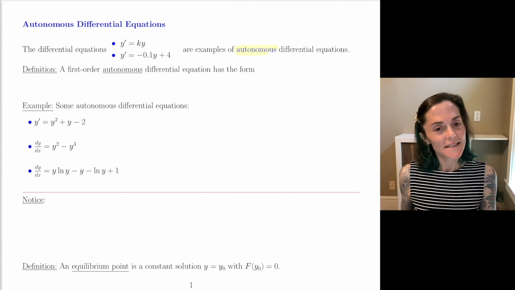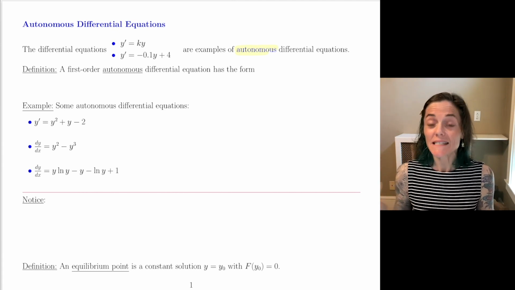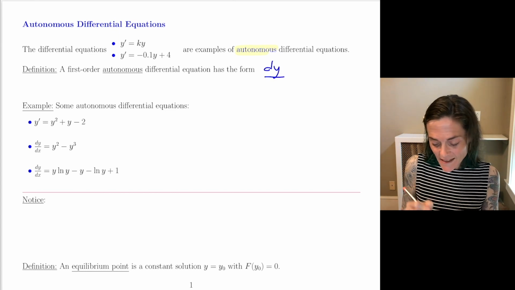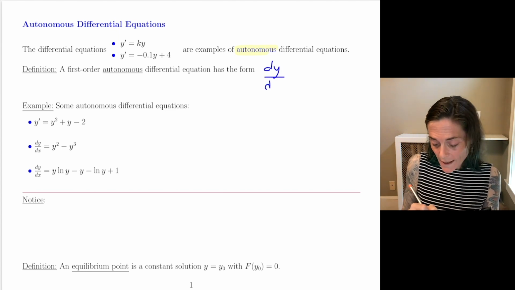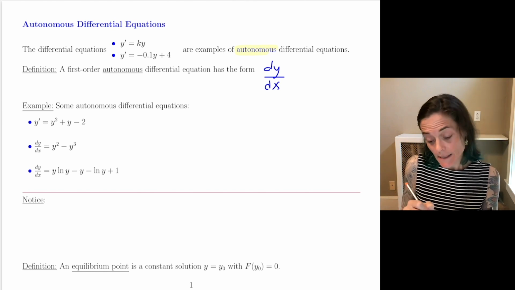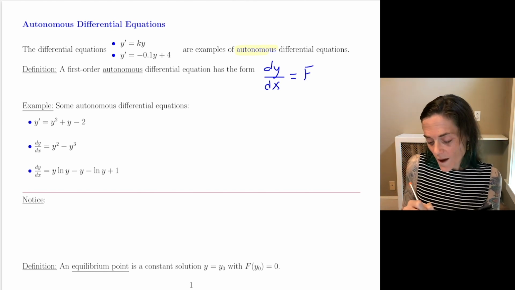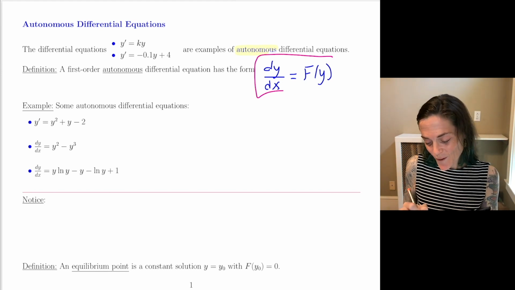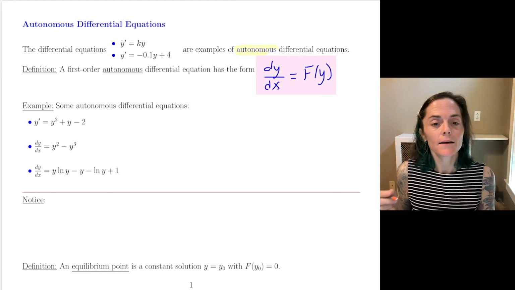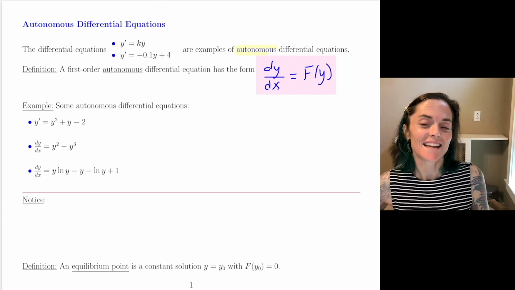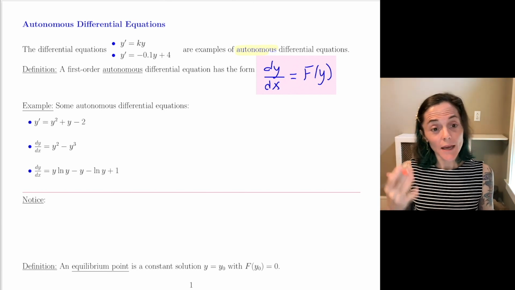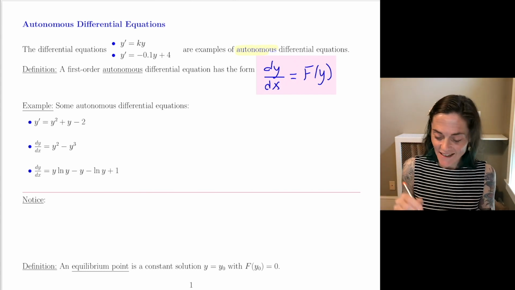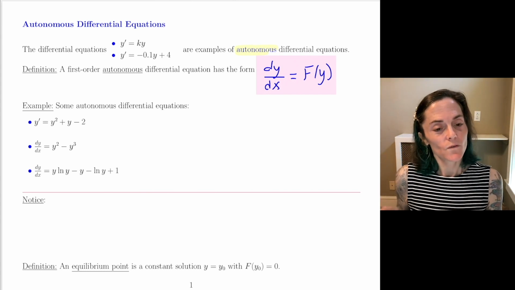So let's write down the definition. An autonomous differential equation has the form dy/dx, the rate of change of y with respect to x, is some function of y. You notice both of these have this form. On the right-hand side, we do not see x's in it. Now here are three more examples of autonomous differential equations, which we will look at in this video.